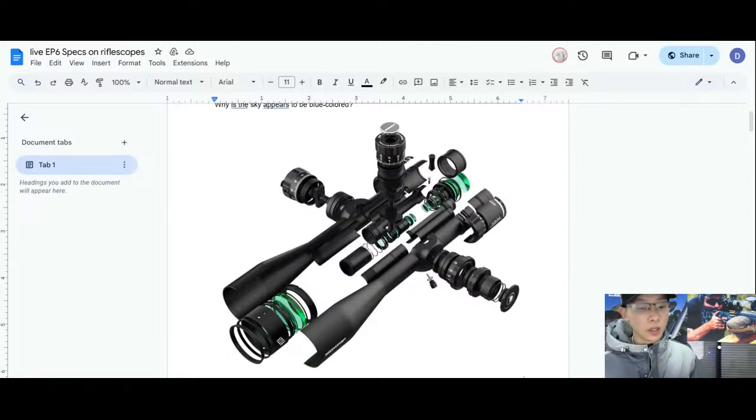I don't know if you guys can tell, but the thickness of the glass here is actually pretty significant. With a bigger objective, for example if you increase the objective size from 44 to 56 millimeter, the weight is going to increase significantly. So that's a secondary thing that is going to affect.